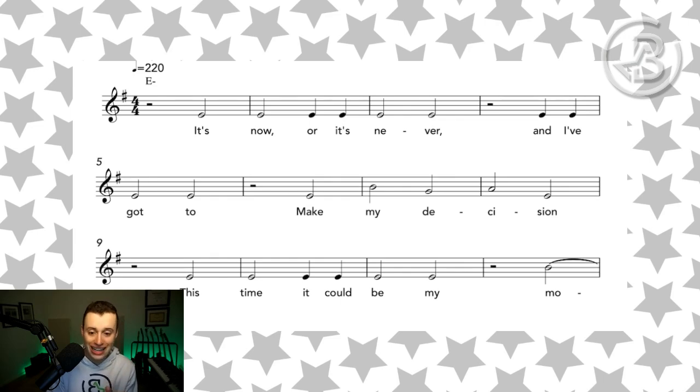Then my is scale degree 5. D is scale degree flat 3. And then in the 8th measure, we have an A to an E, which, okay, sure, you could say, well, there's an A there, but still that's not making a stronger case for G, and then the A goes right back to E for the 1. So yeah, it's now or it's never, and I've got to make my decision.